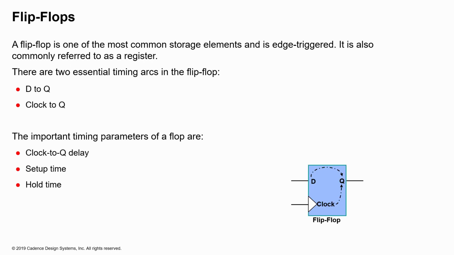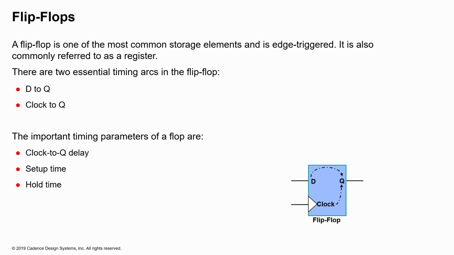A flop, or a flip-flop, or register as it is commonly known, is one of the common storage elements, and it is edge triggered. If we look at the timing arcs in the flop, you have the D to Q timing arc, and then you also have the clock to Q timing arc. One thing to remember is that in an edge triggered flop, the input data is propagated to the output only when the clock triggers the data to go from D to Q output. So therefore, all the timing information is calculated from that clock edge.